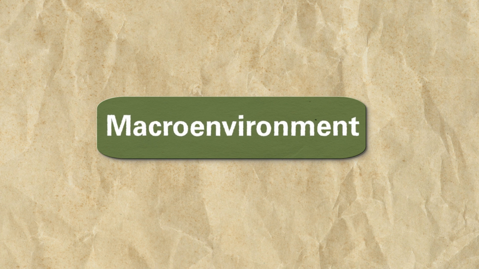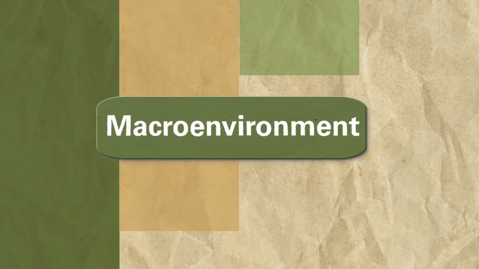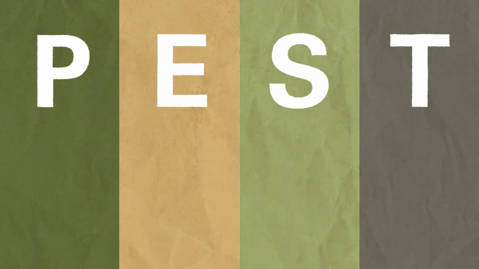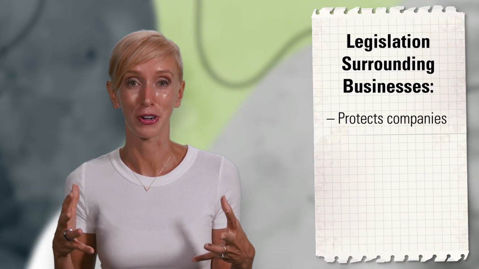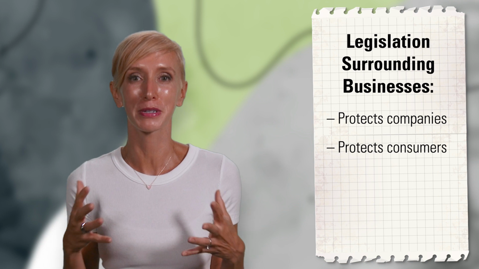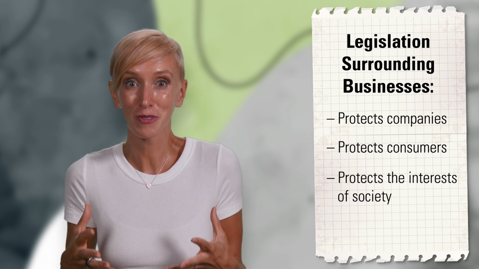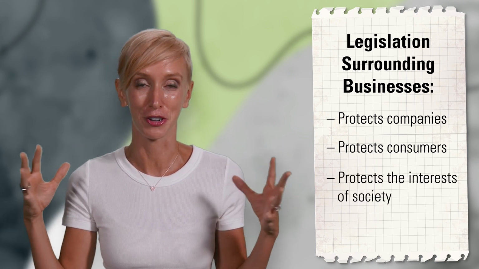I will offer you an acronym to help you remember the macroenvironmental factors. PEST. Let's start with the P, political and legal environment. The political environment consists of laws, government agencies, and pressure groups that influence or limit various organizations and individuals in a given society. This includes things like legislation surrounding business, which is important because legislation protects companies from one another. It protects consumers from unfair business practices. It protects the interests of society against unrestrained business behavior.